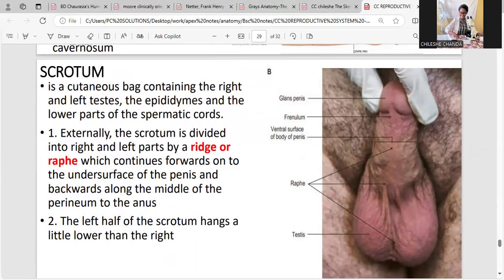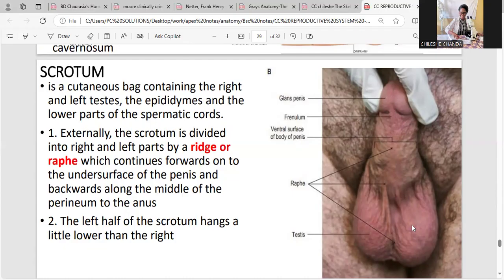Now let's look at the scrotum. The scrotum is a cutaneous bag containing the right and left testes. Look at this bag. It's a bag of skin containing the testes. It also contains the epididymis and the lower parts of the spermatic cords, meaning the lower parts of the vas deferens.